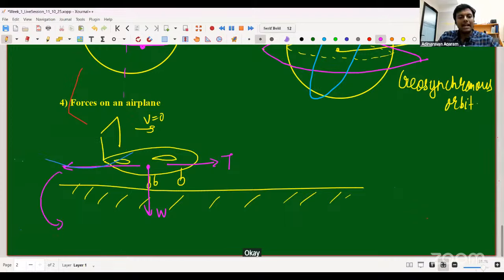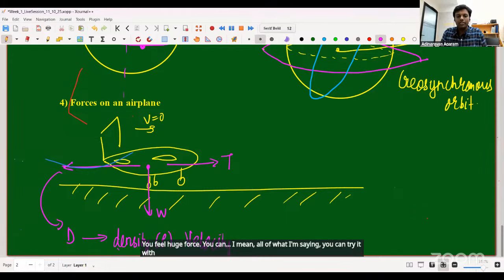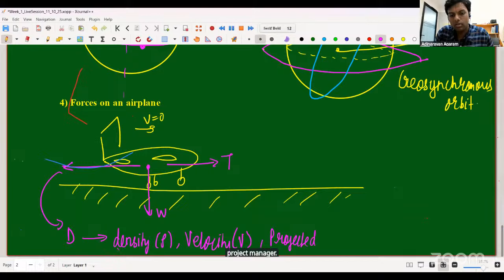And this drag depends on the density of the atmosphere, rho. Then it depends on the speed at which you're going. The faster you go, you feel a huge force. All of what I'm saying, you can try with a bucket of water. You take a bucket of water, move your hand through it. The faster you go, the larger force you'll feel. And it also finally depends on the projected area, and this projected area is S.